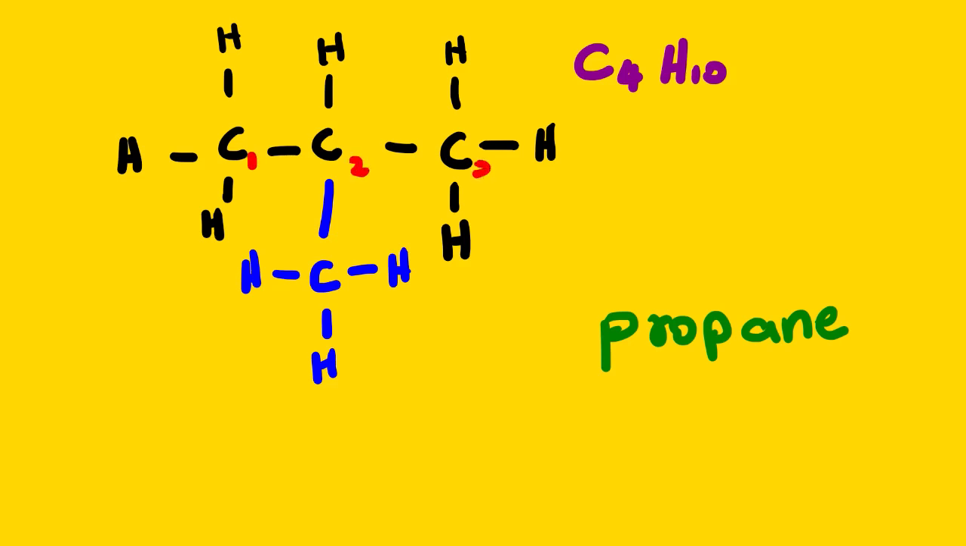We can have 1, 2, 3. We can still have 1, 2, 3, or we can have 1, 2, 3. You can see it doesn't matter. We can still have 1, 2, 3. The reason for this, we are trying to identify where is the branch, the methyl group. So you can see that even if you take it this way, this way, this way, or this way, our methyl group or our branch is on the second carbon.